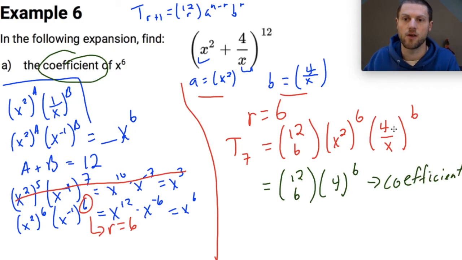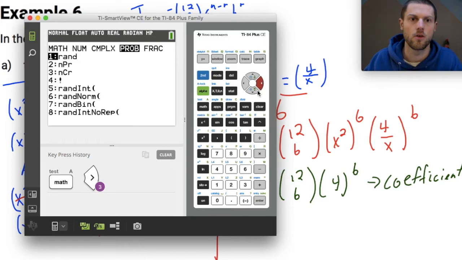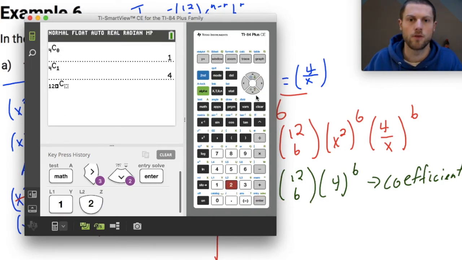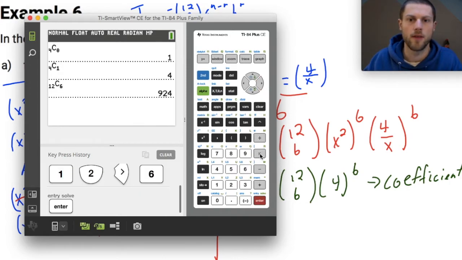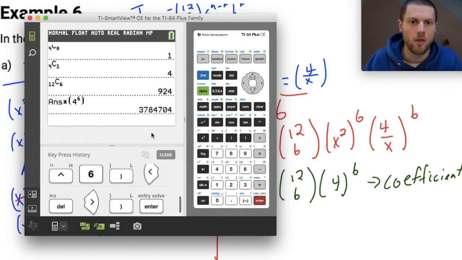Since I just lifted out all the coefficients from this term in the expansion. So now let's go to the calculator and let's get what 12 choose 6 is equal to, and we'll multiply that by 4 to the 6th power. So I'll go to math, go to probability. I want 12 choose 6, and I want to multiply that by 4 to the 6th power. And that comes out to be this massive number here.